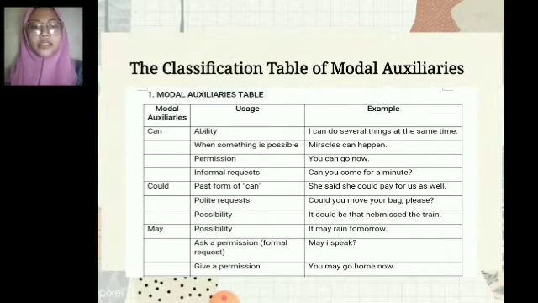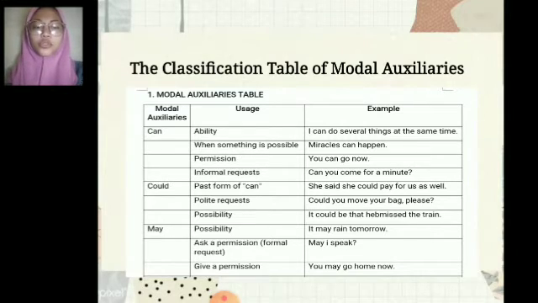The first is can. The usage of can is ability, and the example, I can do several things at the same time. And then the next, when something is possible, so it explains the possibility. The example is miracles can happen. And then permission, the example, you can go now. And then informal request, the example, can you come for a minute?